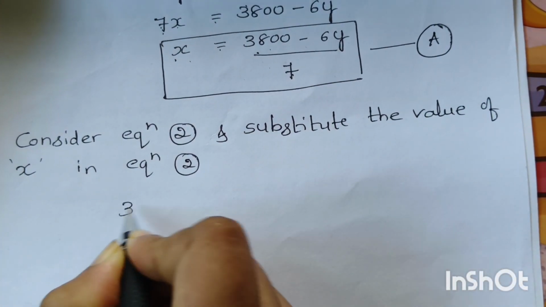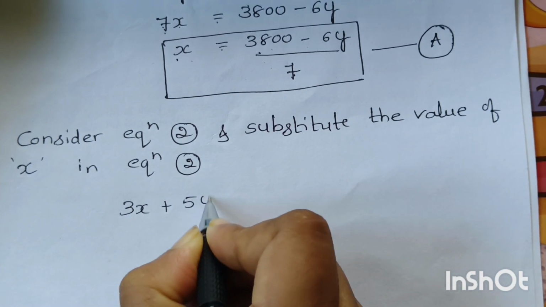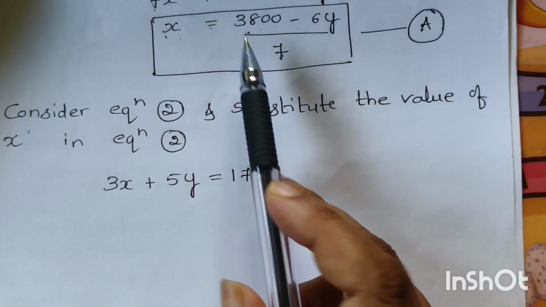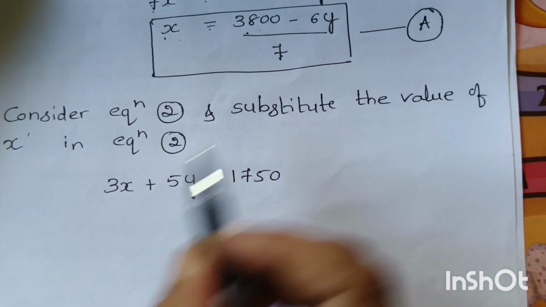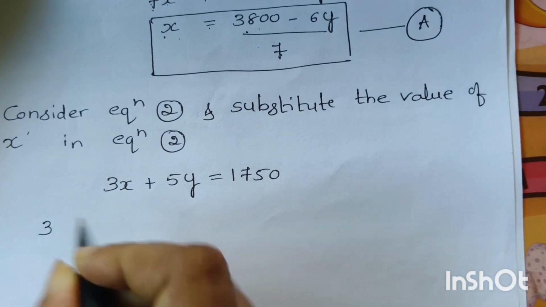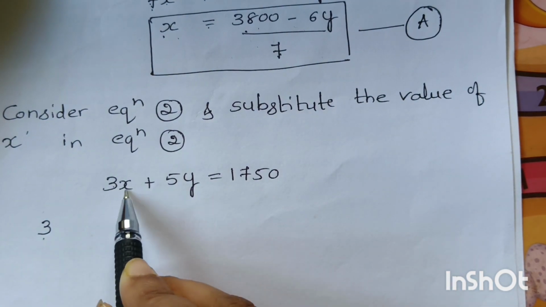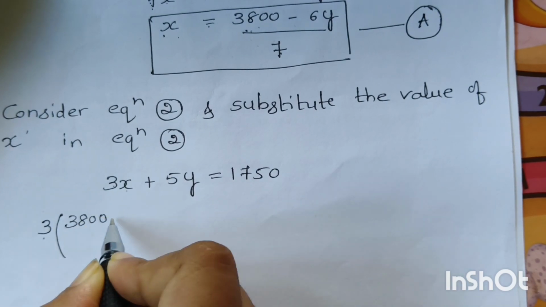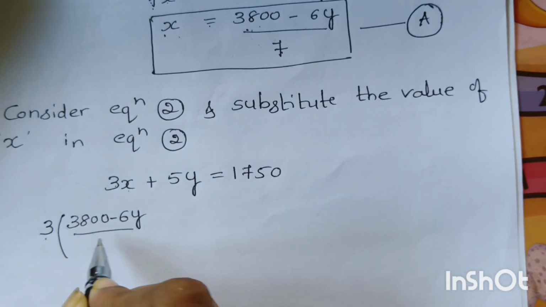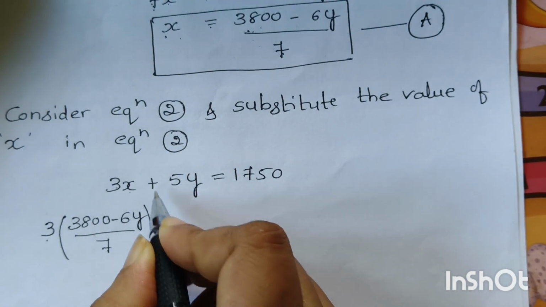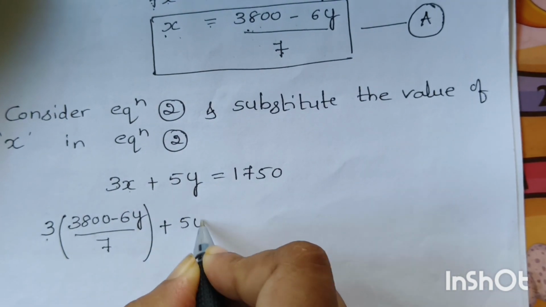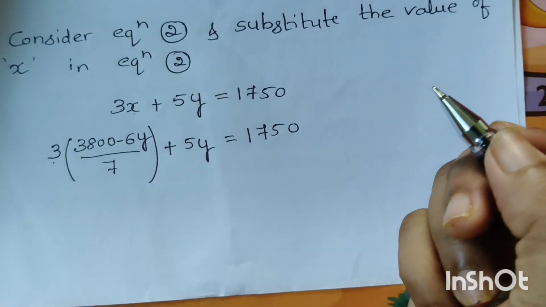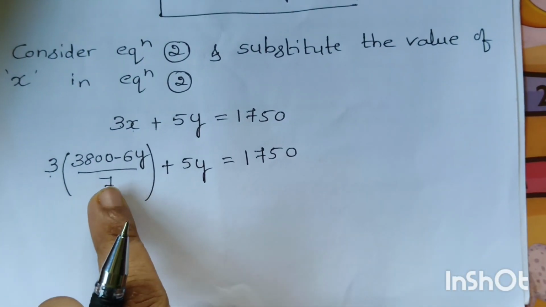First let me write equation 2, that is 3x plus 5y is equal to 1,750. The value of x is 3,800 minus 6y by 7. So for this 3 I am writing 3, and in the place of x let us write this one, that is 3,800 minus 6y divided by 7, plus 5y is equal to 1,750. So first let us solve this.